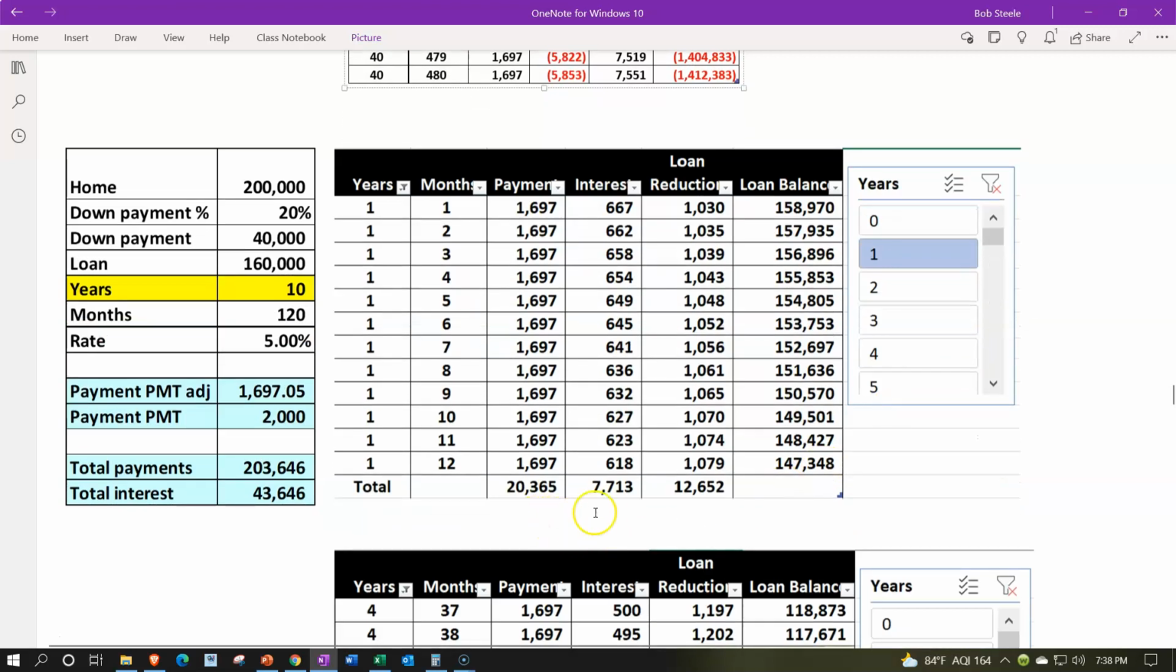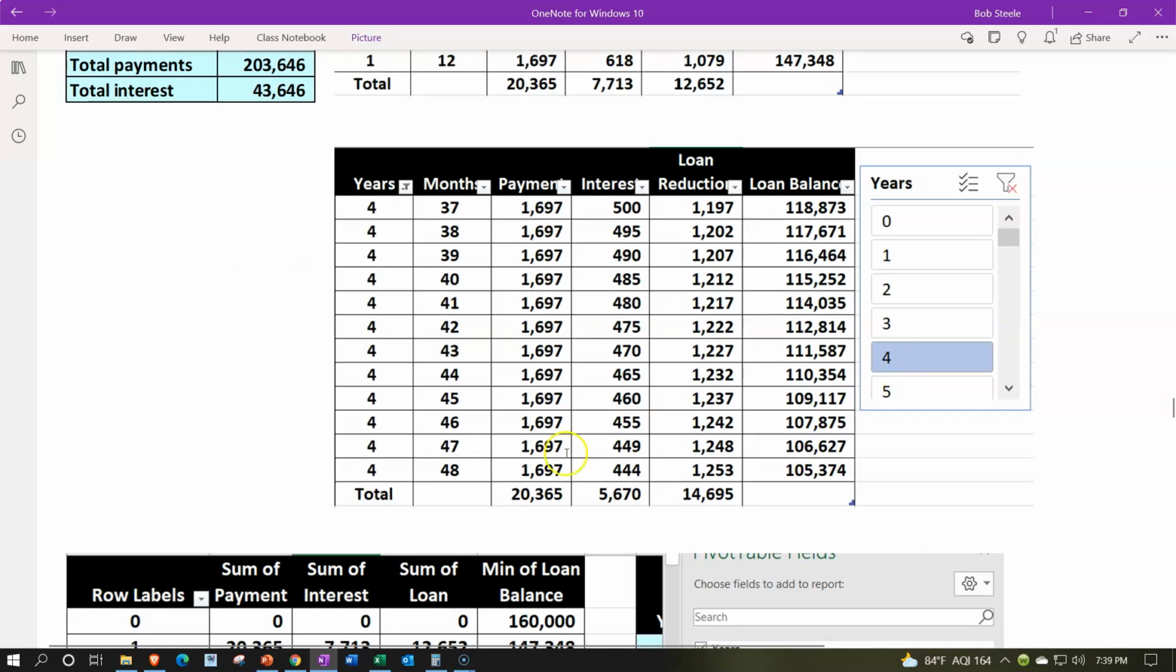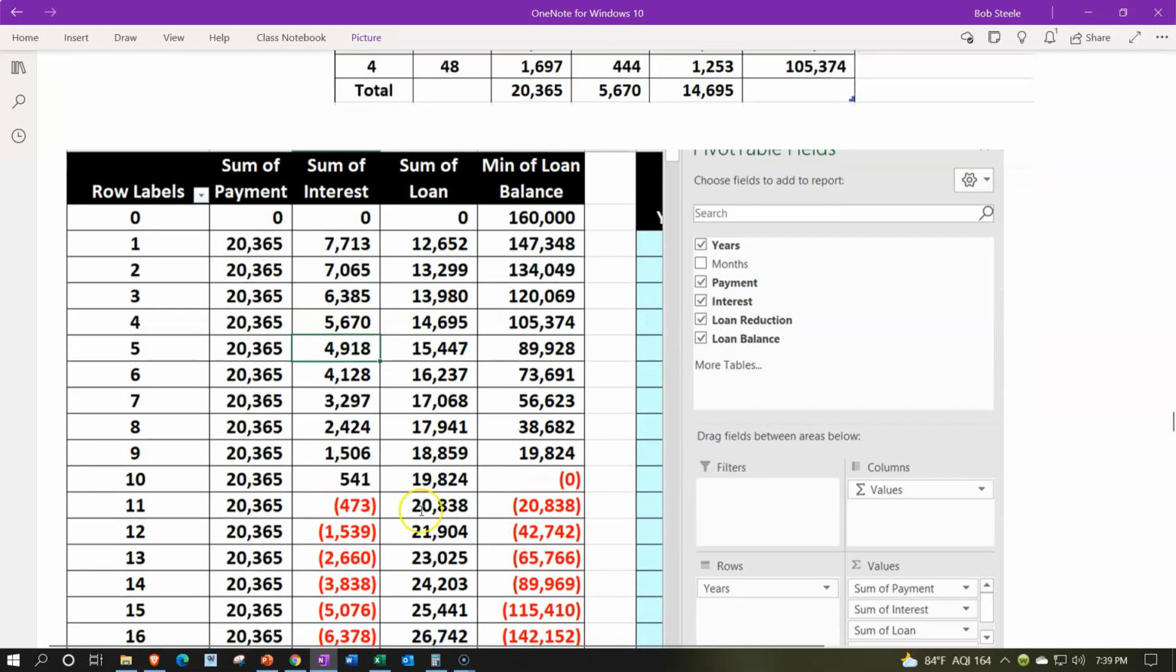Here's the totals for the payments, the interest, the loan reduction, and loan balance for year 1. Here's year 4. So we got that nice slicer capability, which is in essence a filter. We can, of course, also add the pivot table. I'm not going to go into how to add it in detail here because we've seen that in prior presentations. You can go back there if you want to take a look at it.